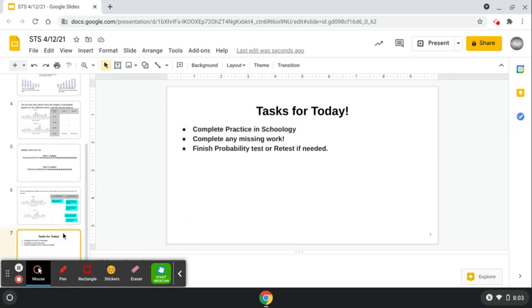So your task for today is to complete practice in Schoology. Make sure you go complete any missing work, and then make sure you have finished that probability test if you have not done so. If you have done so and you did not score well on it, make sure you're doing those retests. I know a bunch of you have done that. I am currently looking at those grades, and I will be updating them this week sometime.